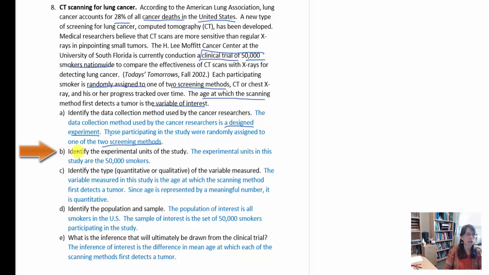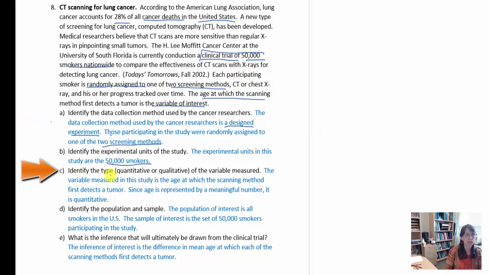For Part B, we want to identify the experimental units of the study. So who is getting the CT scan? Who is getting the X-ray? So the experimental units in the study are the 50,000 smokers. So up above you can see there's a clinical trial of 50,000 smokers nationwide.